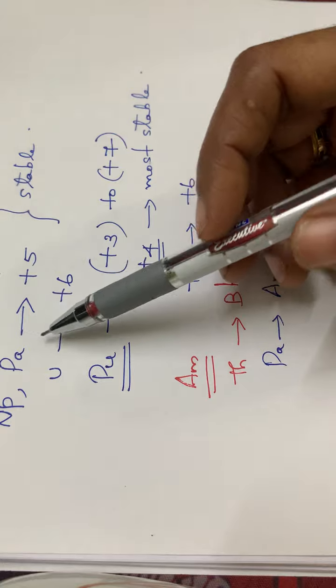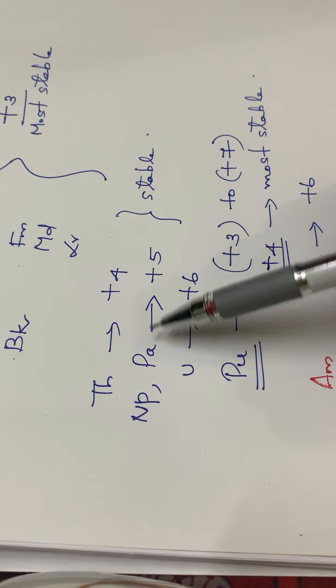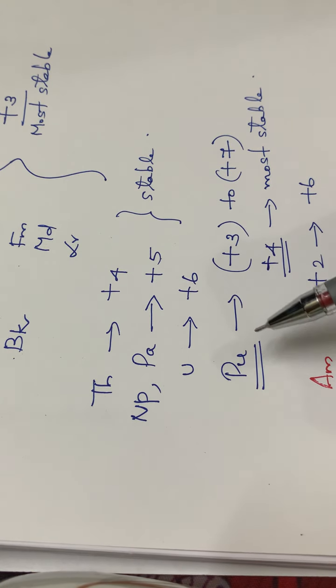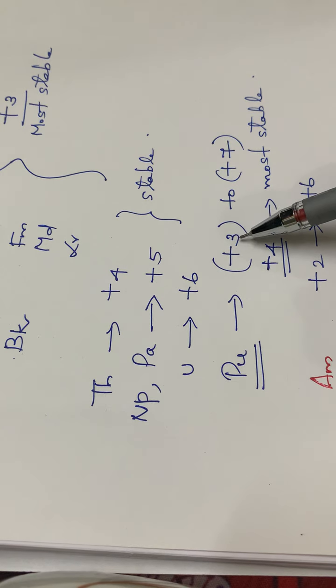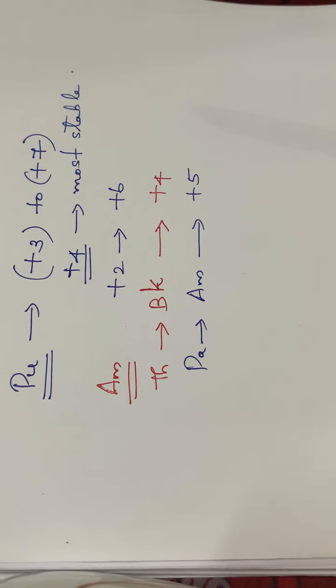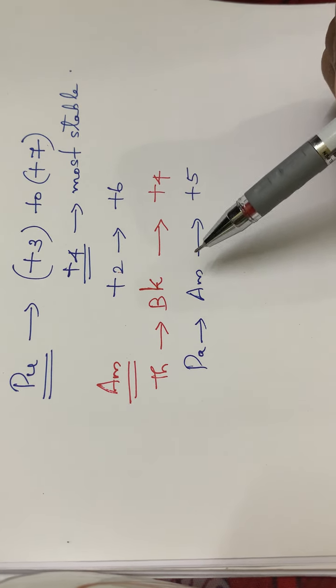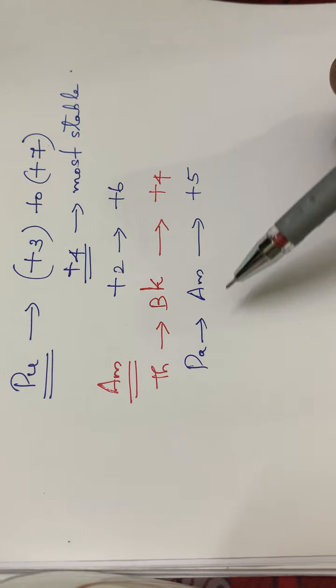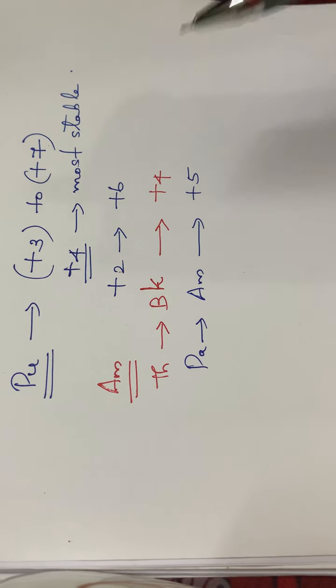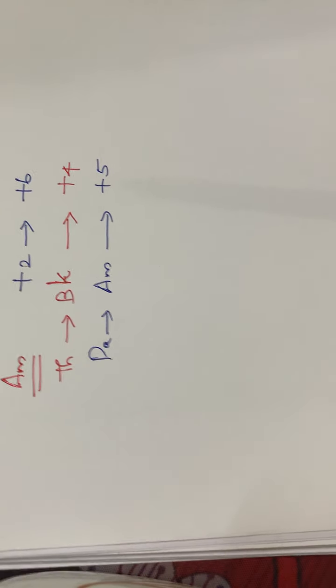So thorium +4, neptunium and protactinium +5, uranium +6. Plutonium can have compounds with oxidation states +3 to +7, and +4 is the most stable. Americium ranges from +2 to +6. Then from thorium to berkelium, +4 oxidation state. From protactinium to americium, +5 oxidation state.